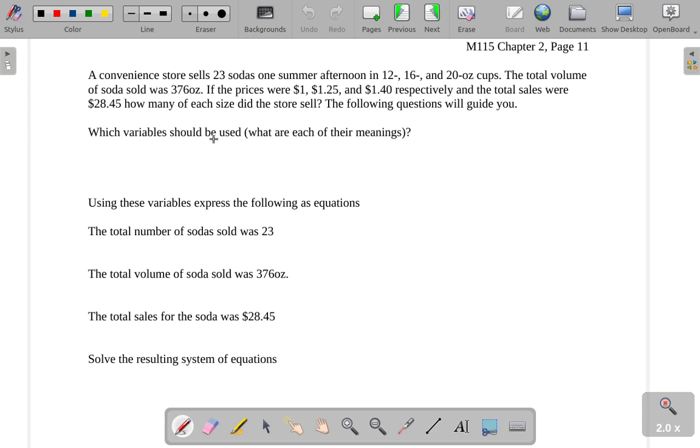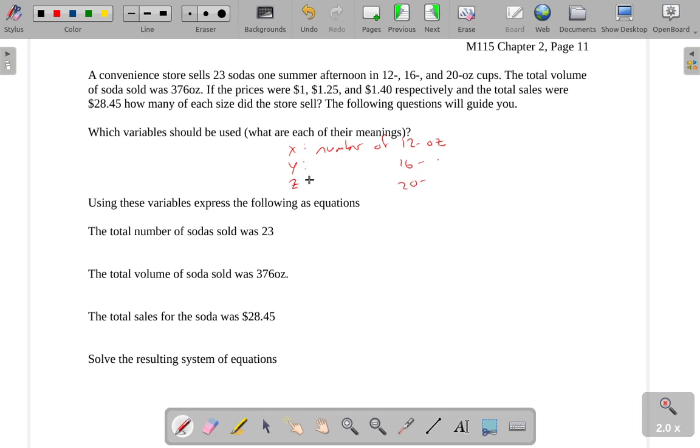So the first question we're going to ask ourselves here is, what sort of variables should we be using, and what is each of their meanings? Well, what are we looking for? We're looking for the number of 12 ounce cups the store sold, the number of 16 ounce, and the number of 20 ounce cups. So those are going to be the 3 different variables. So X is going to represent the number of 12 ounce cups. Y is going to represent the number of 16 ounce cups. And Z is the number of 20 ounce cups.